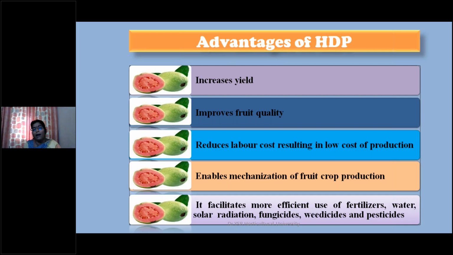It not only increases the yield, it increases fertilizer use efficiency and water use efficiency, and we can have better air circulation and solar interception, and the effectiveness of the pesticide sprayed is also very good in high density planting.